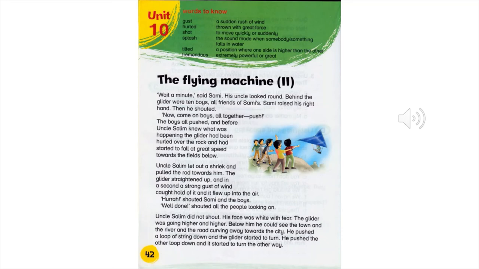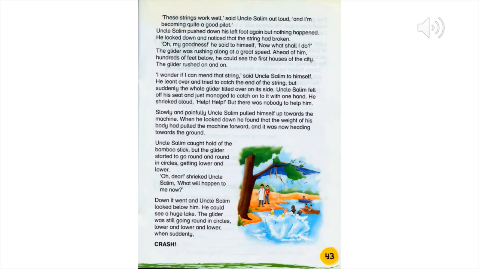He pushed a loop of string down, and the glider started to turn. He pushed the other loop down, and it started to turn the other way. "These strings work well," said Uncle Salim out loud, "and I'm becoming quite a good pilot." Uncle Salim pushed down his left foot again, but nothing happened. He looked down and noticed that the string had broken. "Oh, my goodness," he said to himself, "now what shall I do?" The glider was rushing along at a great speed. Ahead of him, hundreds of feet below, he could see the first houses of the city. The glider rushed on and on.